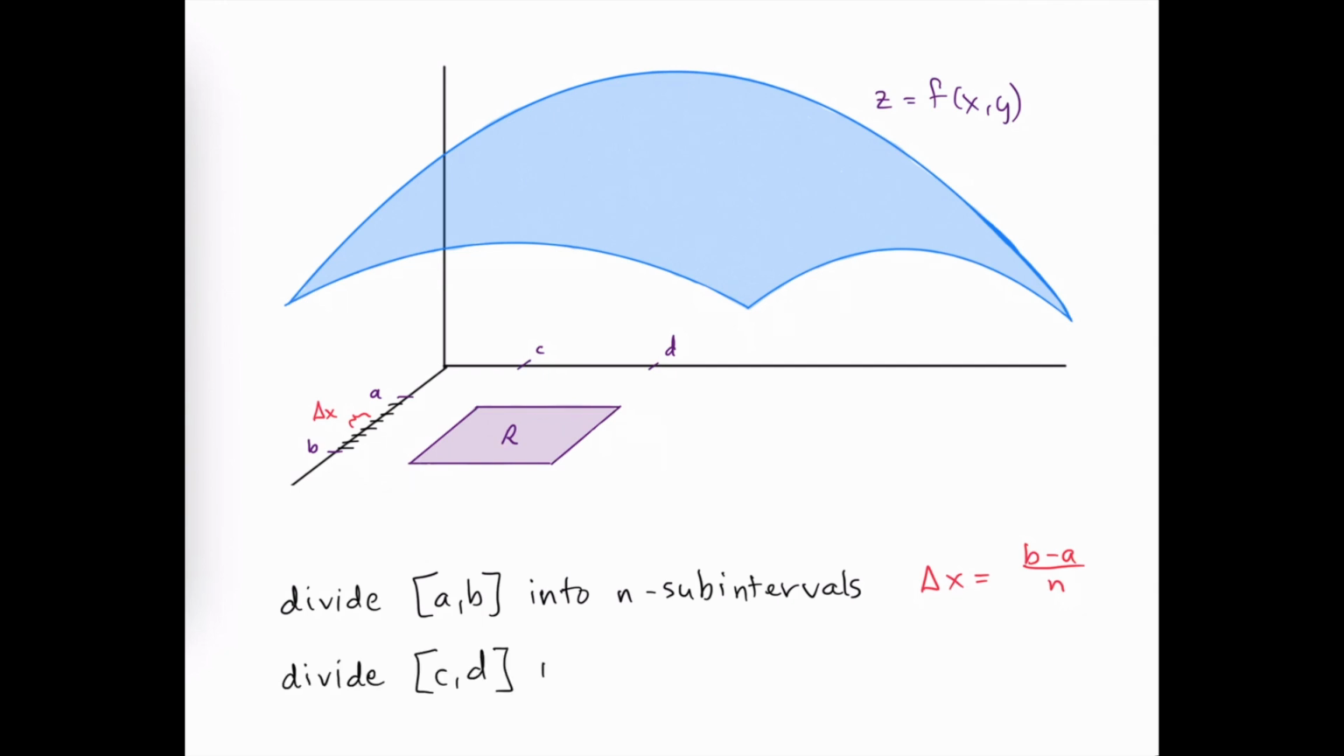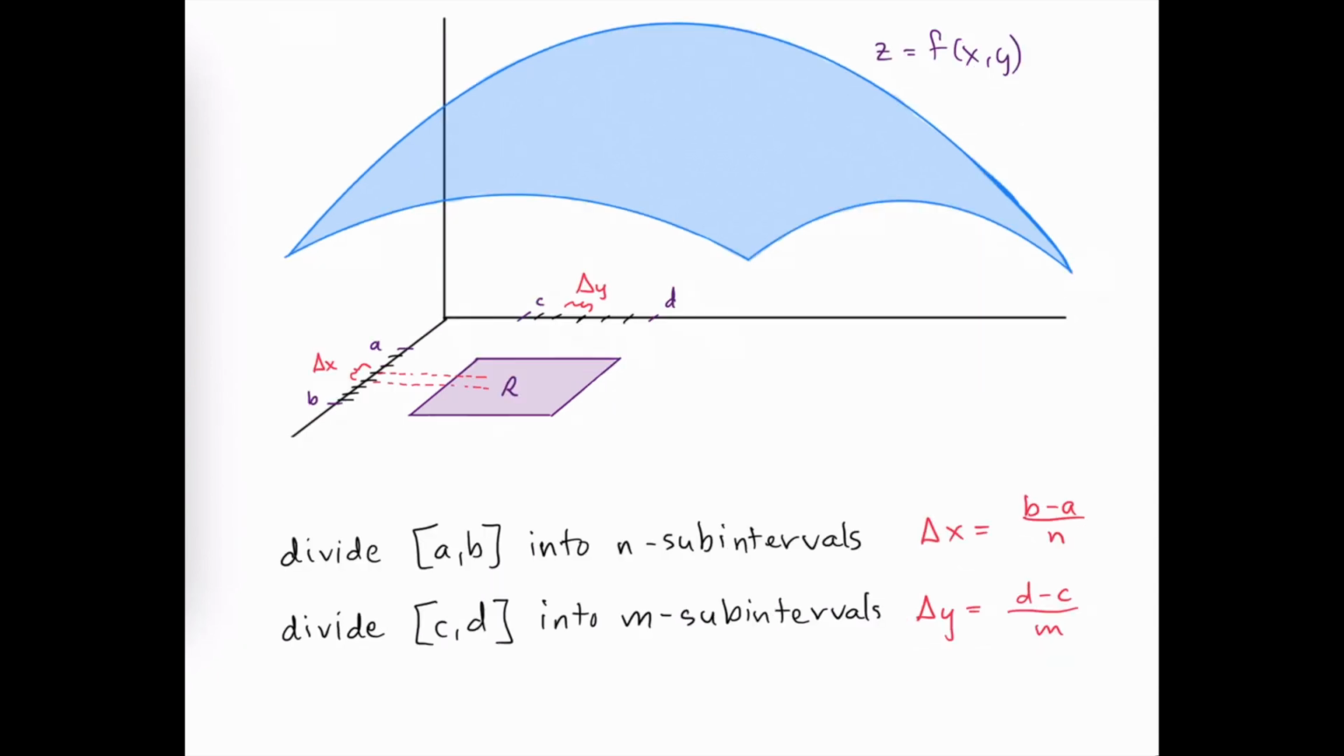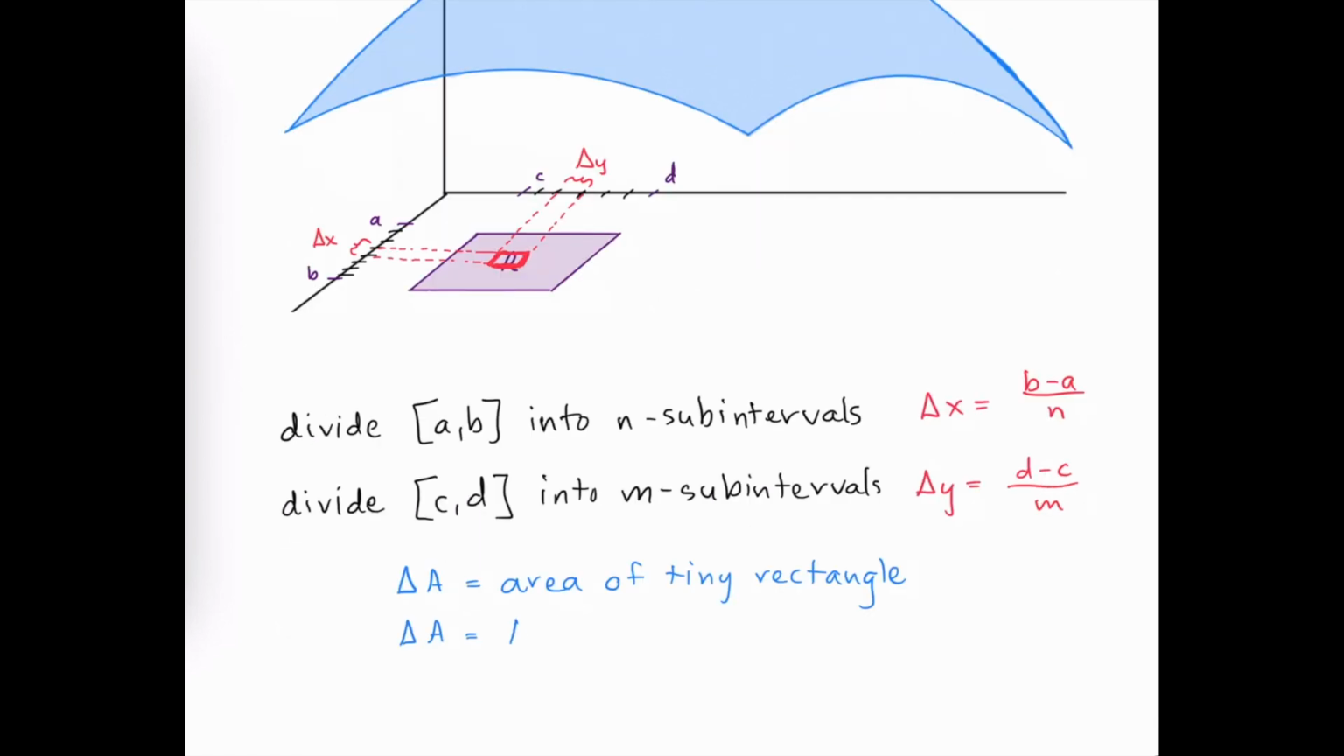Similarly, we'll divide that y interval into m subintervals. And these subintervals are of equal length, and we'll call one of them delta y, a change in y, and the width of each subinterval is d minus c divided by m. Now let's consider this subinterval in the direction of x and this one in the direction of y. And notice we get a small rectangle here in the floor. Let's let delta A represent the area of that tiny rectangle. And that delta A is going to be length times width, which is delta x, delta y.